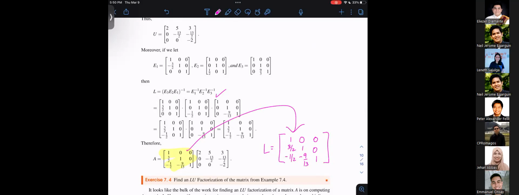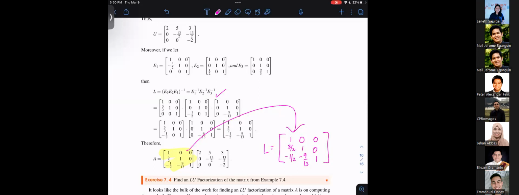Yeah, Z. Sir, question po, is the LU decomposition unique for any matrix A? Good question. It is not unique. I'll show you another LU decomposition later, right?